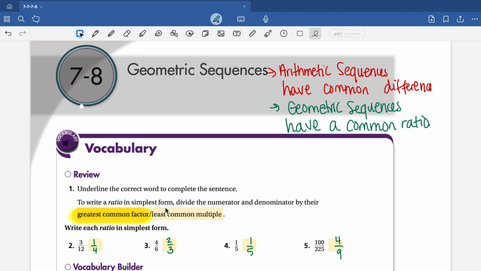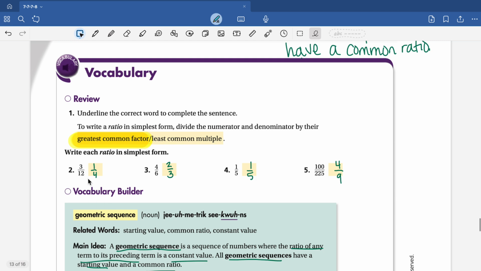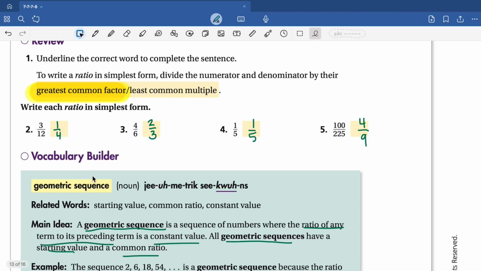To write a ratio in simplest form, you're going to divide the numerator and denominator by their greatest common factor. If you have a fraction like 3/12, you would divide both 3 and 12 by 3, which is the GCF, and you would get 1/4. And you're going to do the same procedure for numbers 2, 3, 4, 5, and 6.